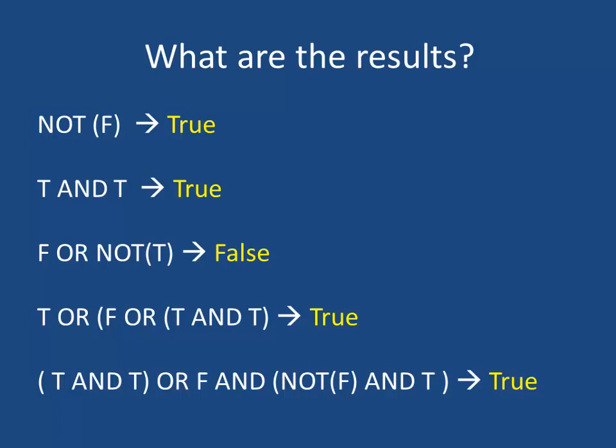The statement now reads, in total, true or false and true. So once again, the order of operations states that we must evaluate the and first. So false and true equals false. Now that leaves the statement true or false. True or false equals true, which is the result of the statement.